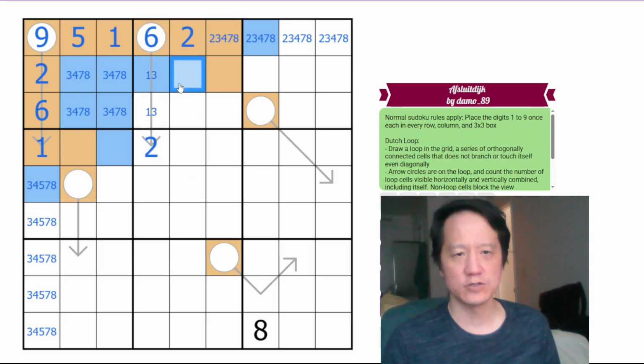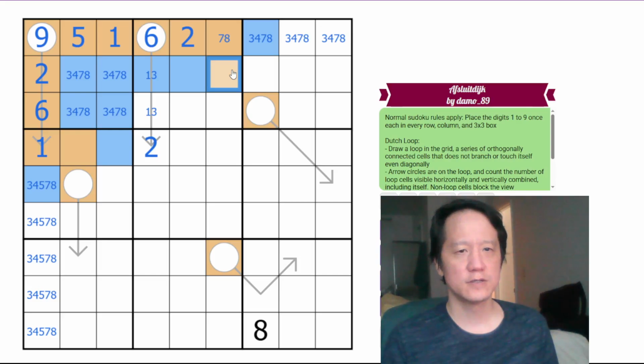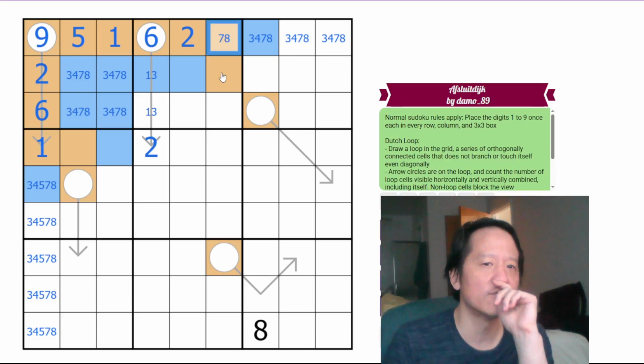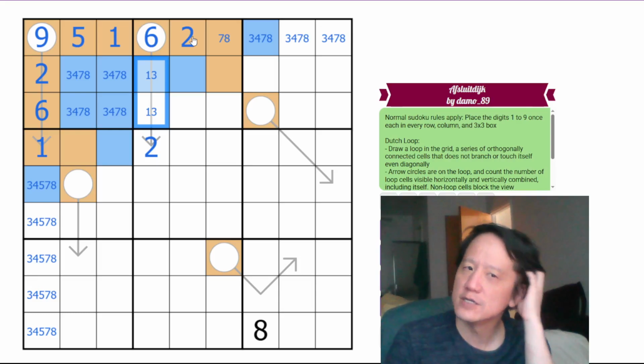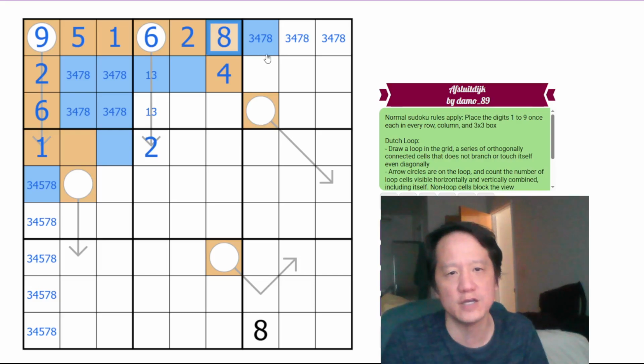So this must be a 2. None of these can be 2. What digits are 4 or more away from 2? Has to be 7 or 8 out of 3, 4, 7, and 8. The 7 or 8 is 4 away from 1, 2, 3, or 4, but 1 and 3 are already taken into account, so is the 2. Therefore, this must be 4, which forces this to be 8.